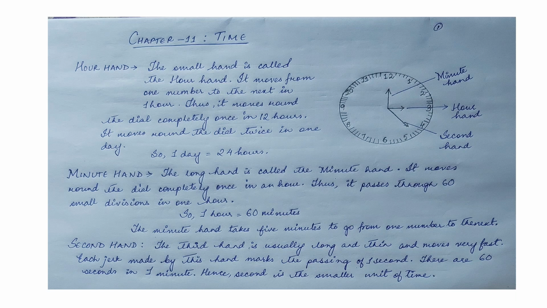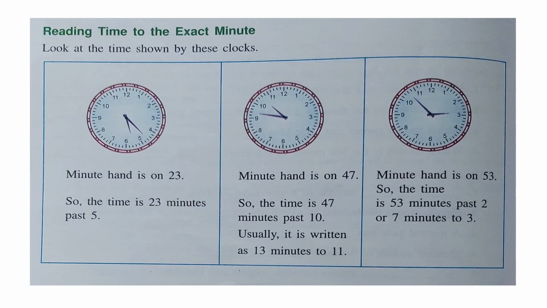And next is the second hand. The second hand is usually long and thin and moves very fast. Each jerk made by this hand marks the passing of 1 second. So there are 60 seconds in 1 minute. Hence the second is a smaller unit of time. Observe one wall clock present at your home, then you will understand all these terms very nicely.